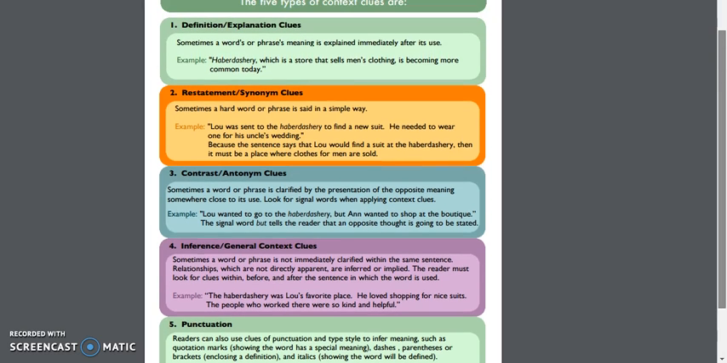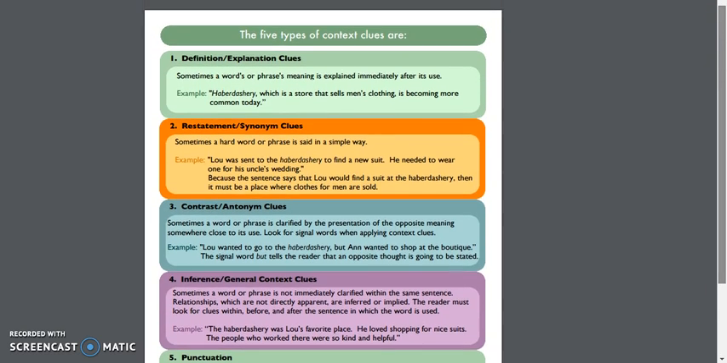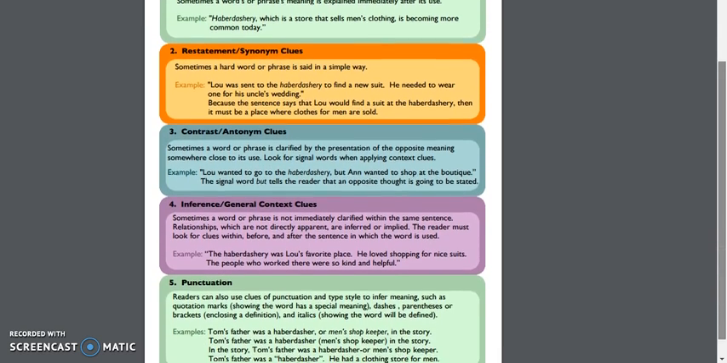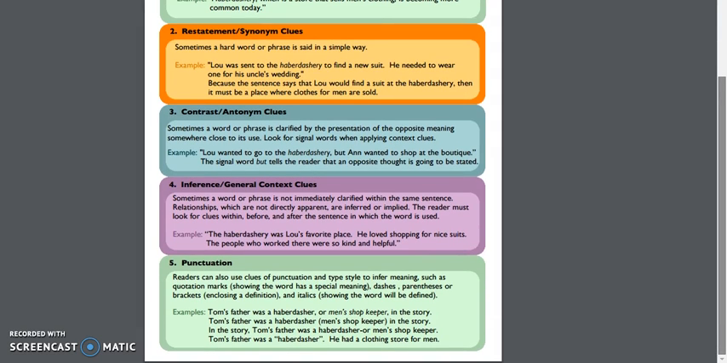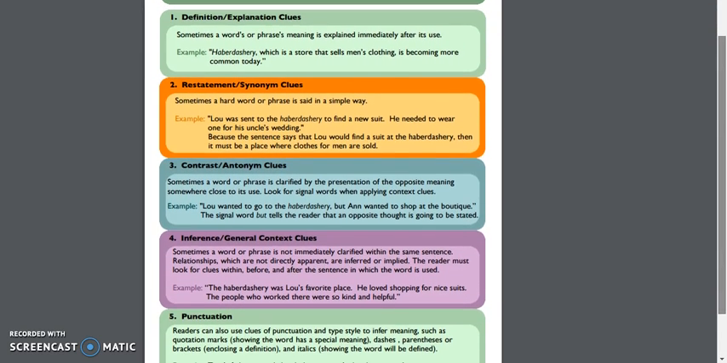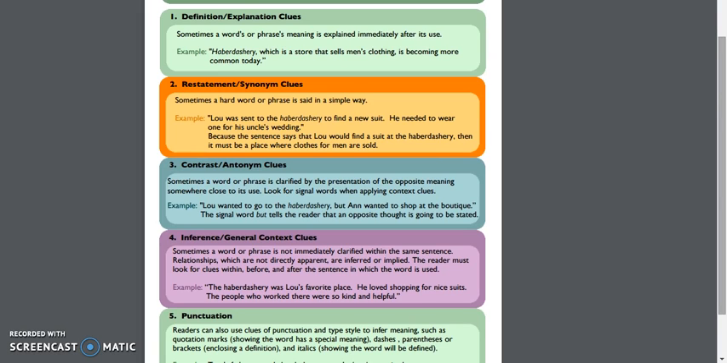All right, so our 5 types of context clues are definition clues, restatement clues, contrast clues, inference clues, and punctuation clues. You want to study those for a few minutes because you will need to know those tomorrow for a quiz. And you also want to be familiar with the different names. A definition clue is also called an explanation clue. A restatement clue is also called a synonym clue. A contrast clue is also called an antonym clue. An inference clue is also called a general context clue. And then the 5th one is a punctuation clue.